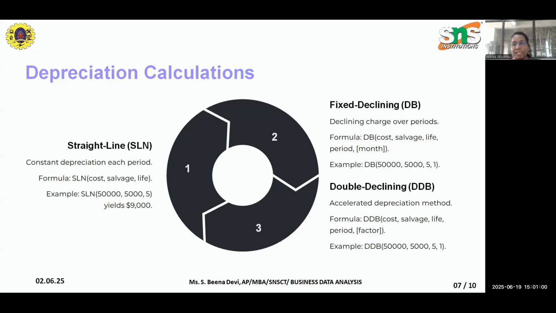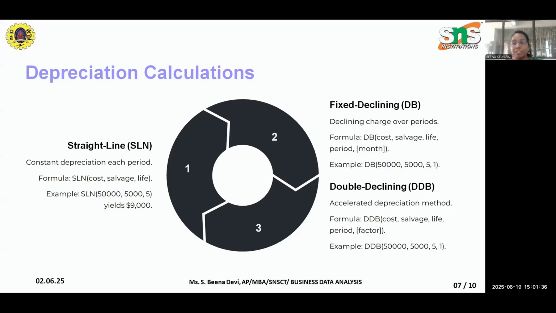Next comes the fixed declining method. What is the fixed declining method? It is declining depreciation over time. The syntax used for the fixed declining method is DB, which includes cost, salvage, life and period, that is, for how many months you are going to calculate. For example, the cost of the product is 50,000 and the salvage is 5,000, the life is 5 years, and the period is 1 month. Using this we can calculate the depreciation amount.